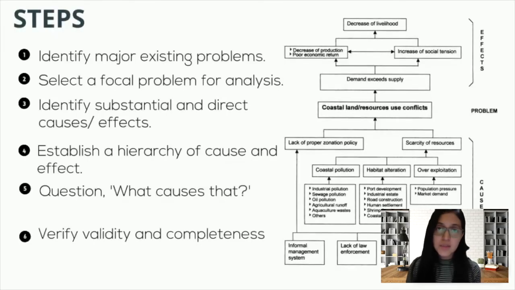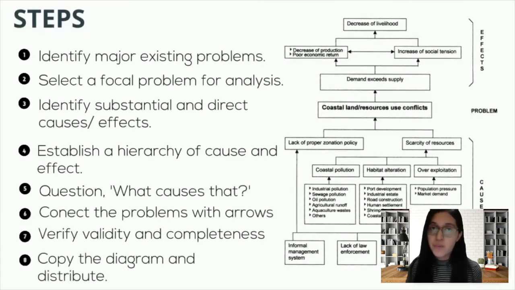So here are the steps that you can follow to develop a problem tree. First, you have to identify the major existing problems. After that, you can focus on one particular problem for analysis and identify the substantial direct causes and effects. As you can see in the diagram, we have on the upper side the effects, and at the bottom, the causes. In the center, we have placed the topic of a problem or just a problem.